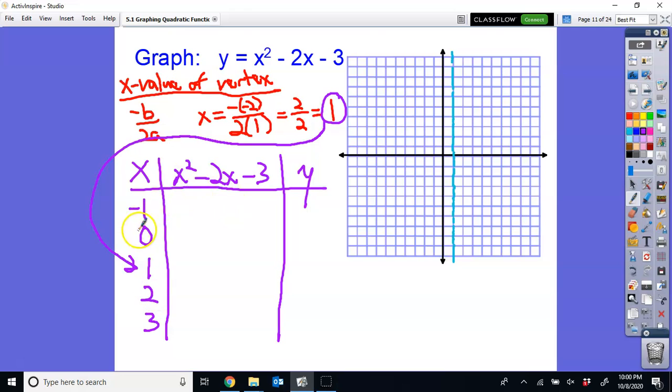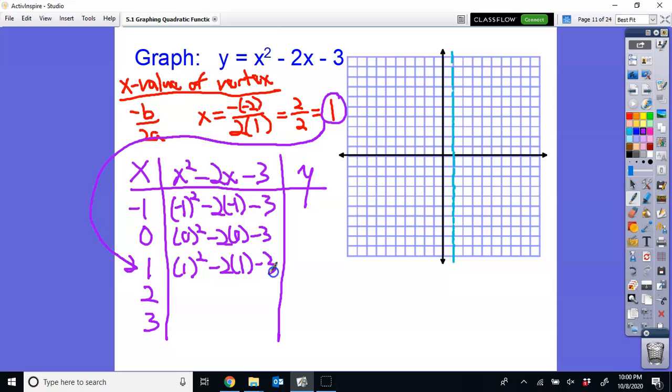So what I'm going to do is plug in -1 for x and do the math. Plug in 0 for x and do the math. Plug in 1 for x, and then plug in 2.